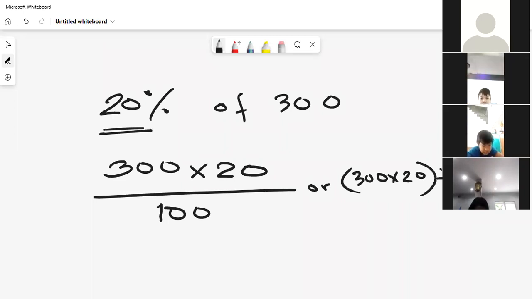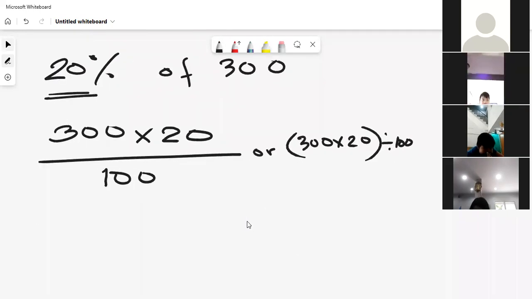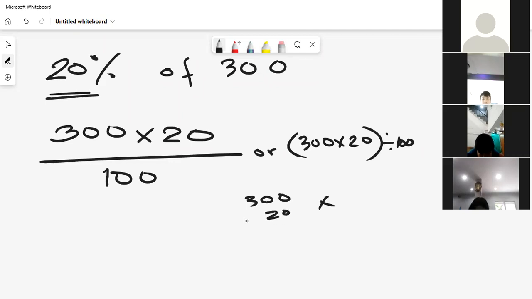Percent of a number. Okay, another one. So very easy. Did you write this one? So it will become 300 times 20. That is 3 times 2 is 6, and you count all the zeros: 1, 2, 3. So 6,000. That is the short one.